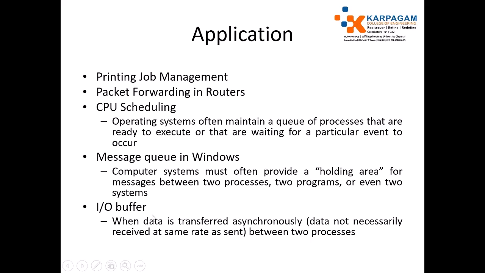Then I/O buffering: when data is transferred asynchronously, it is based on sequential order. The data are not necessarily received at the same rate as sent. For example, if you wish to transfer data between two processes, we can use the buffering concept, and buffering involves queue. So we realize many applications pertaining to queue in operating systems, both hardware as well as software systems.